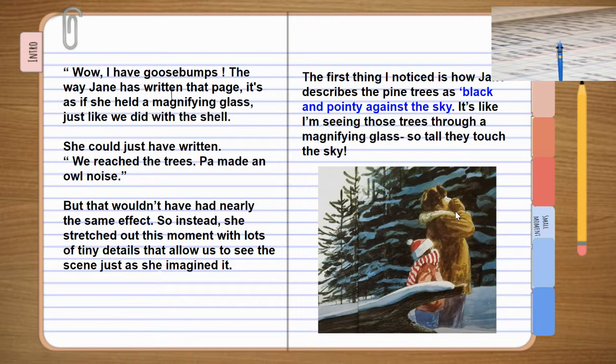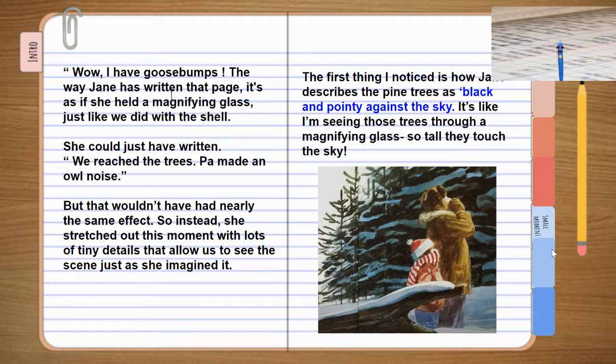Wow, I have goosebumps. The way Jane has written that page, it's as if she held a magnifying glass, just like we did with the shell. She could just have written, "We reached the trees," and Pa made an owl noise, but that sounds very boring. Do you agree with me? And that wouldn't have had nearly the same effect.